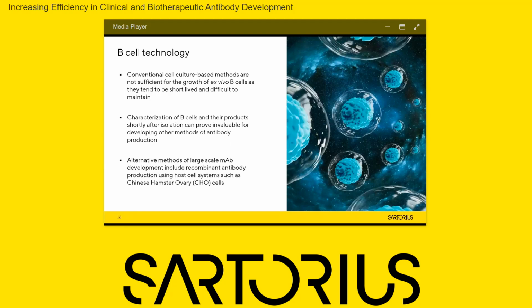So as I previously alluded to, conventional cell culture-based methods aren't really sufficient for the growth of ex vivo B cells, as they're quite short-lived and difficult to maintain. They're not a very robust cell type outside of the body. So characterization of these cells and their products shortly after isolation is very important for developing other methods of antibody production before you lose the cells, they die or stop producing. Alternative methods of large-scale monoclonal antibody development include recombinant antibody production using host cell systems such as Chinese hamster ovary cells as a particular example.